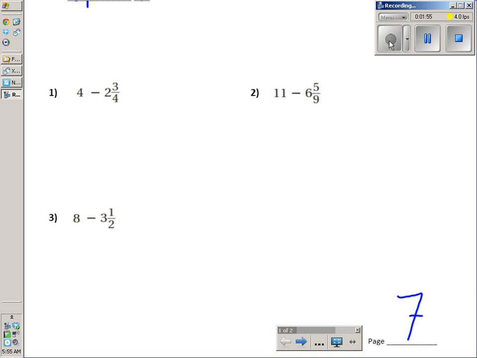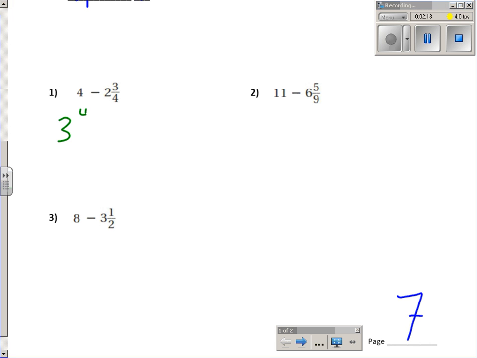So we have some sample problems here. We're going to do numbers 1 and 2 together, and then we'll leave number 3 for you to do, and we'll check in with you tomorrow and see how you did with that. All right, so for example 1, we have to split up that 4. 3/4 is going to come out, so we want to split that 4 into 3 and 4/4. So that way we can take 2 and 3/4 from it.